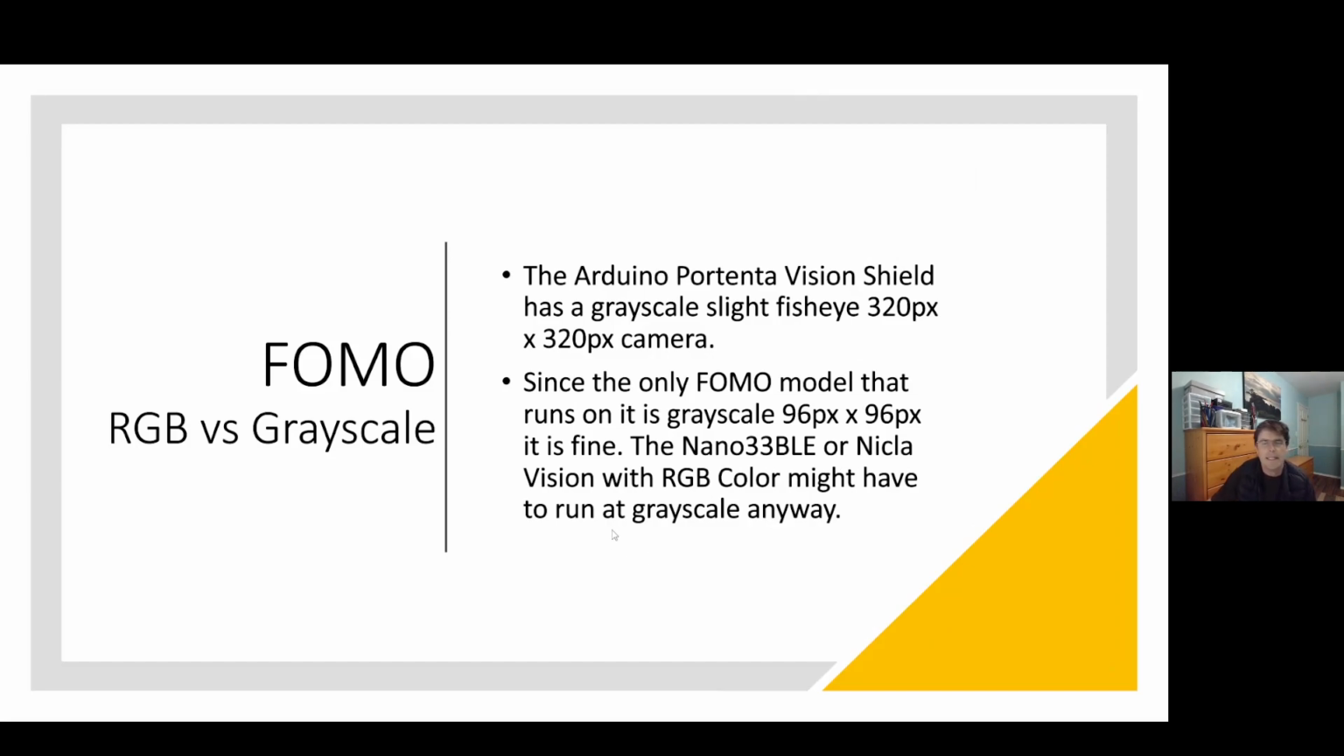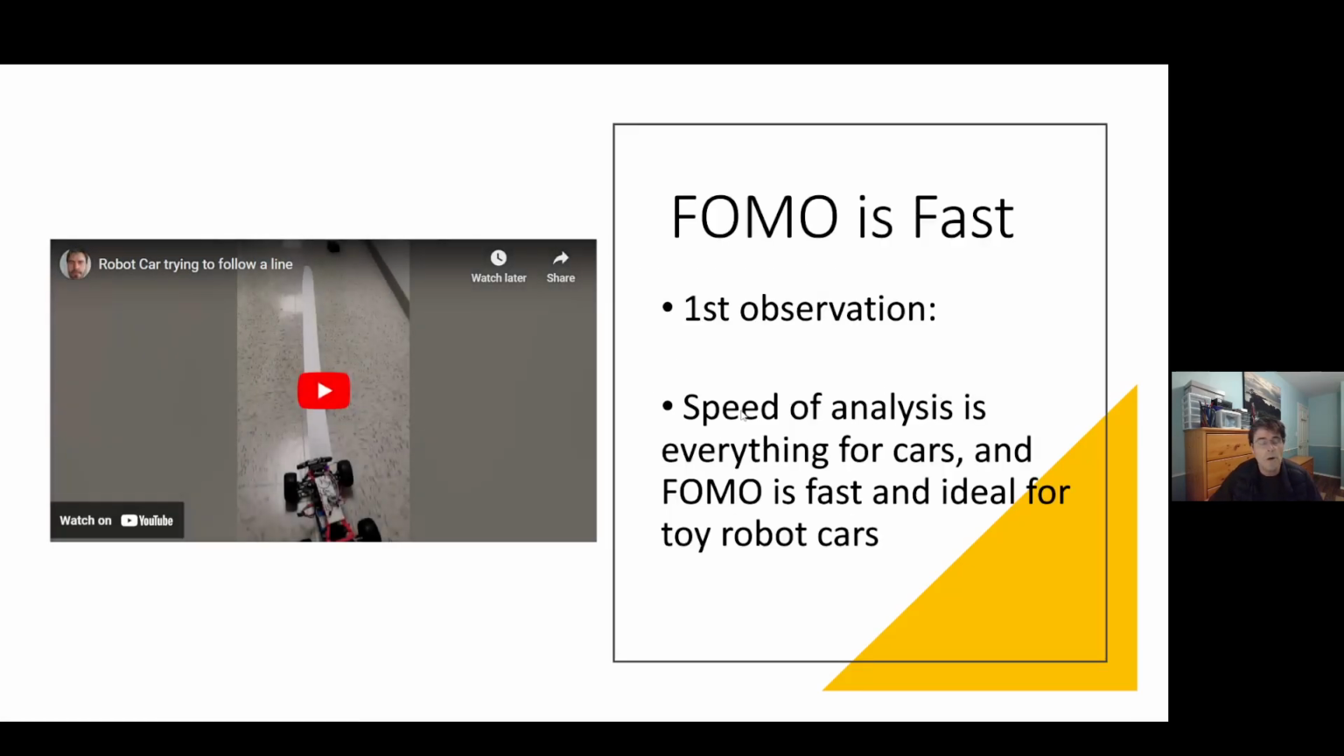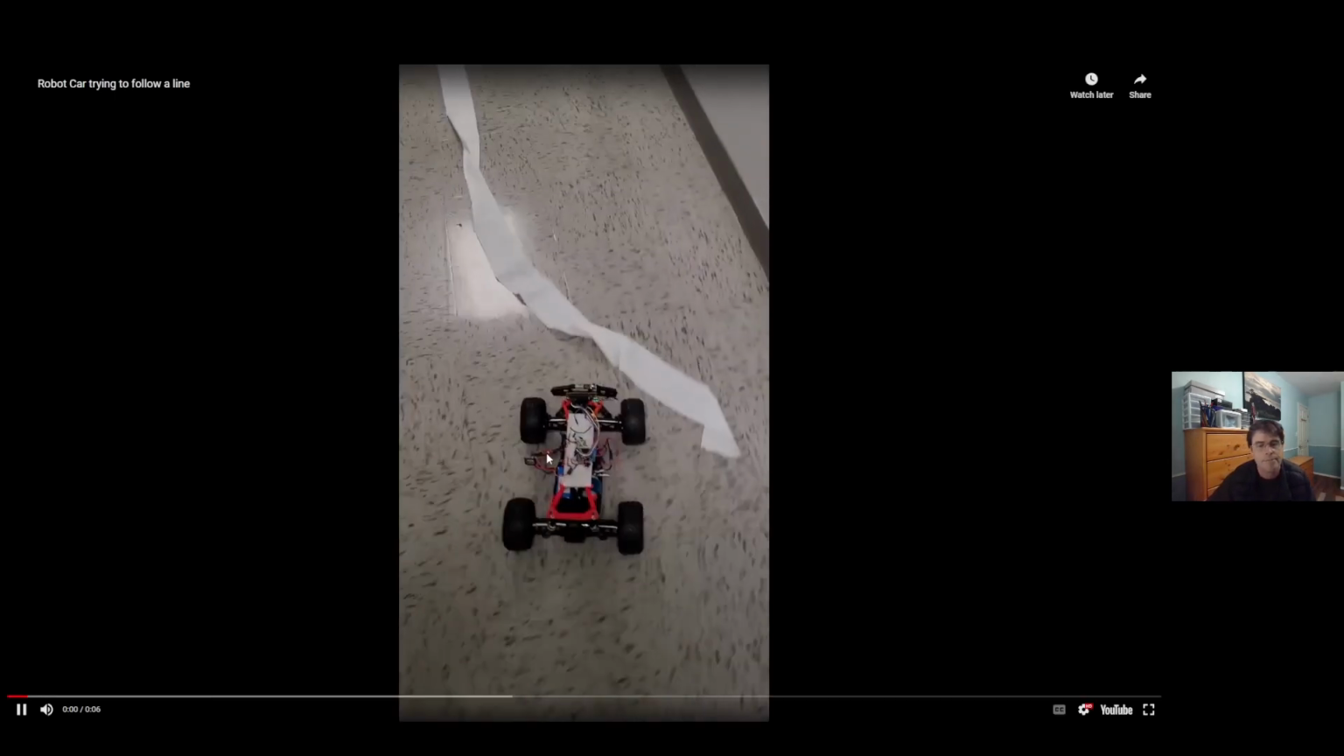So first thing is FOMO, the one we're using, is grayscale. And so even if you have a camera, even if you have incredible resolution, we're working with 96 pixels by 96 pixels in grayscale. So FOMO, the first observation is it's fast. And that is so needed for the cars. As the car gets faster, the analysis needs to be faster. So let's just have a quick look.